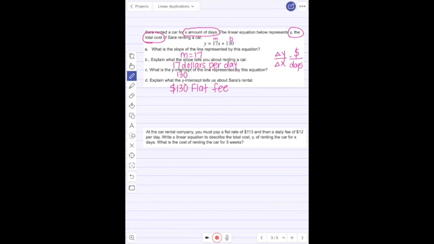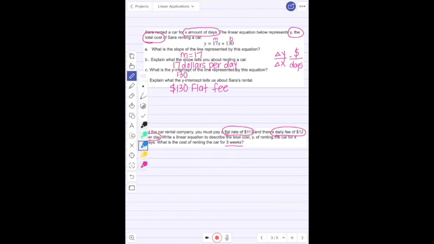All right, let's look at the next example and let's apply it. It says, at the car rental company, you pay a flat rate of $113 and then a daily fee of $12. So we have a flat rate of $113 and a daily fee of $12. Write the linear function for the total cost Y for renting it X days. What is the cost of renting it for 3 weeks?